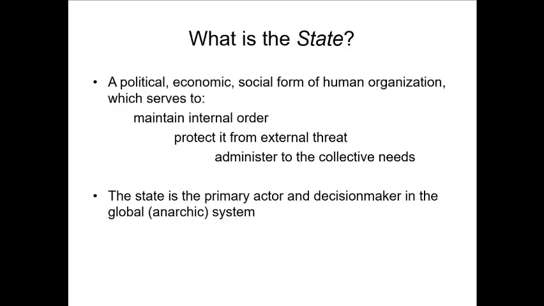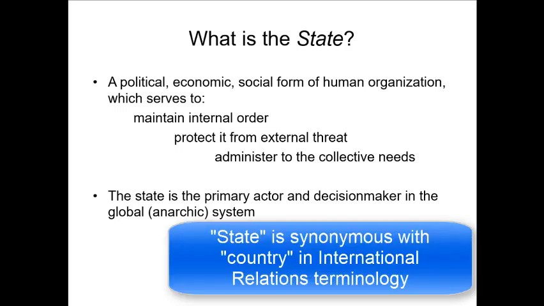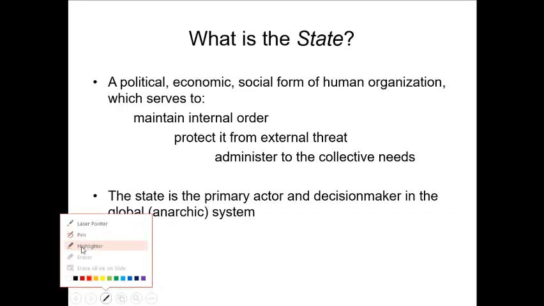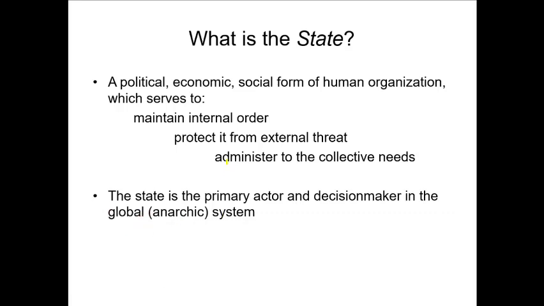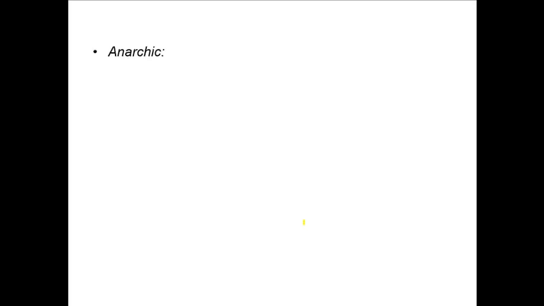So the state is defined as the political, economic, social form of human organization, and it serves to maintain order, protect it from external threat, and administer to collective needs of its people. So this state is the primary actor and decision maker in the global system, which we at times call an anarchic system. Now, what does it mean when we say anarchic in this term?